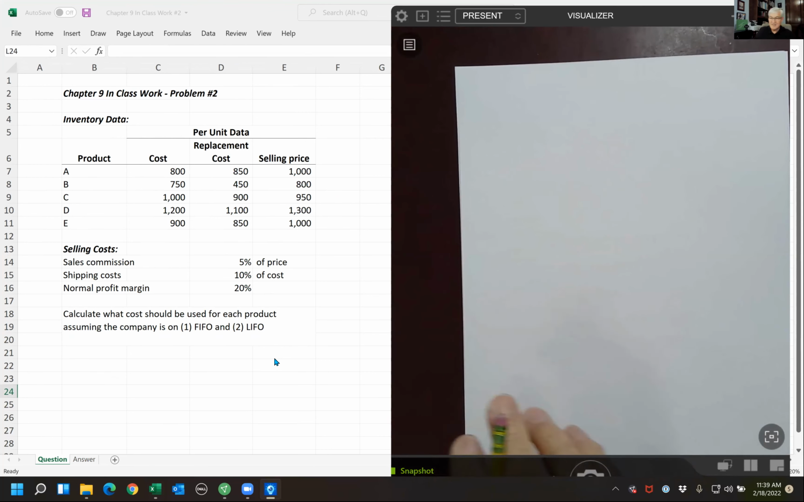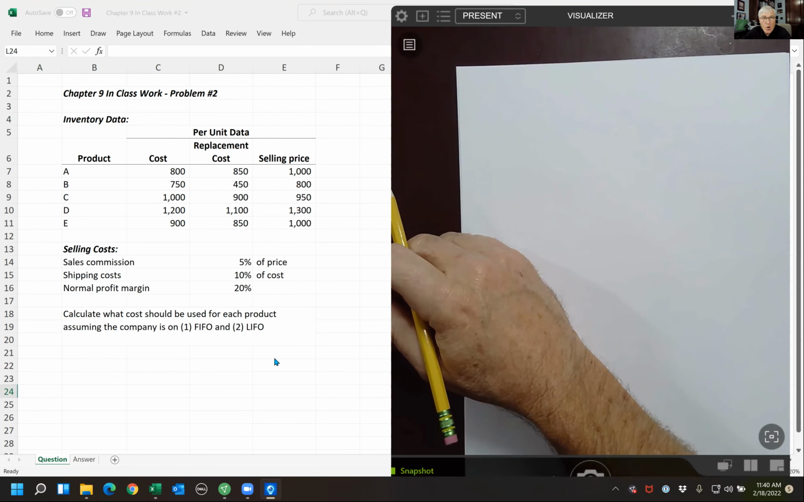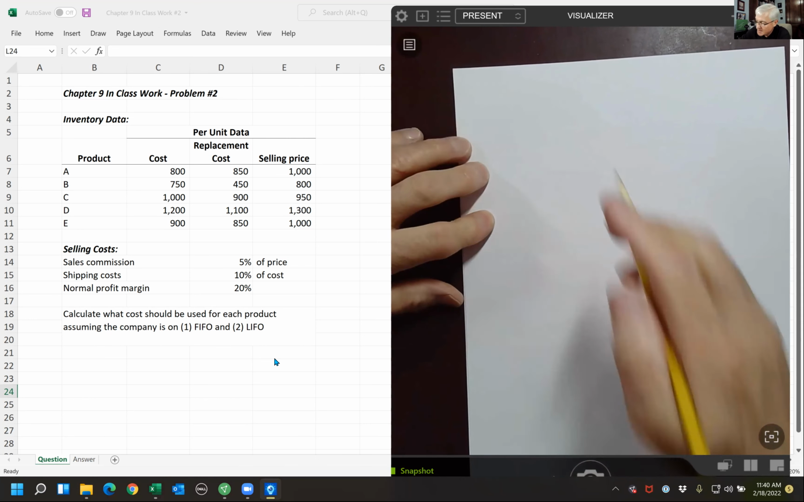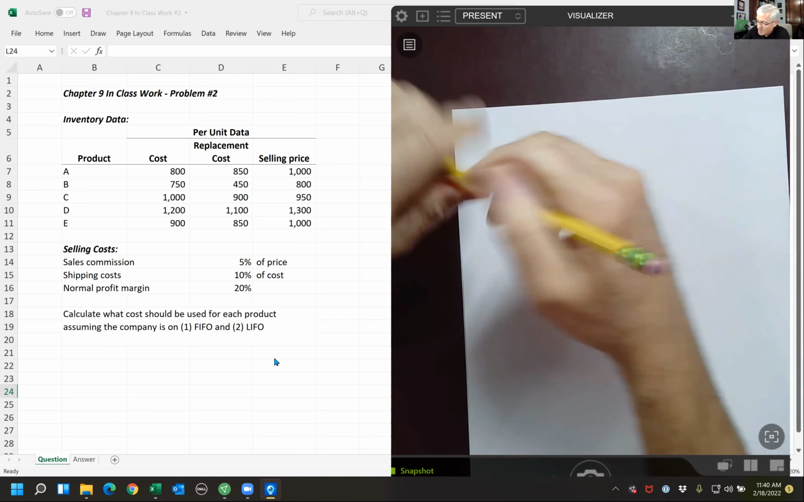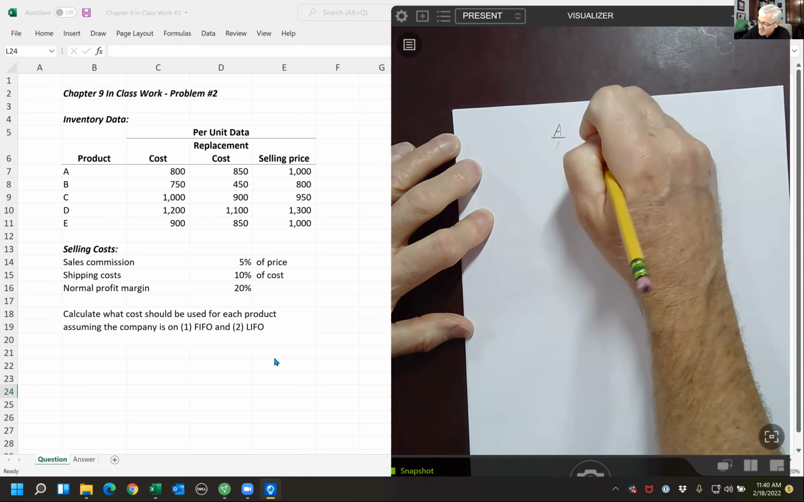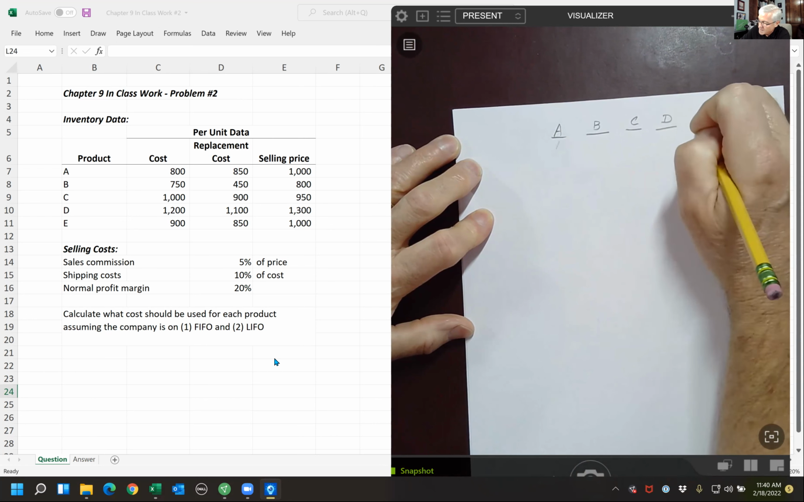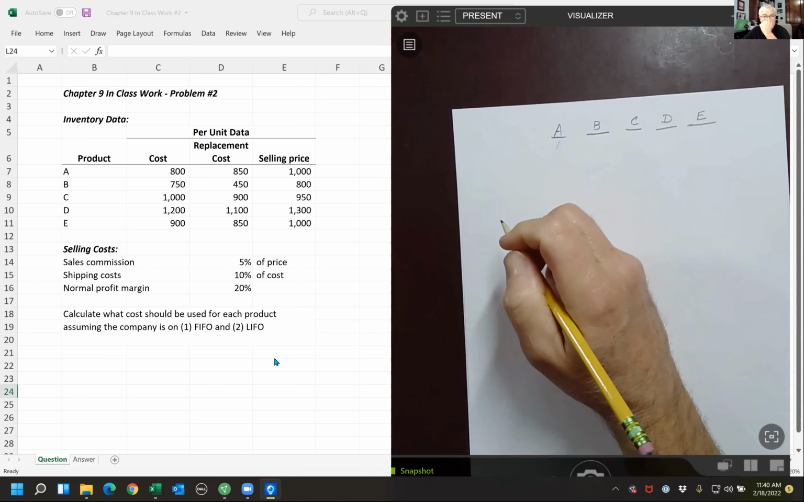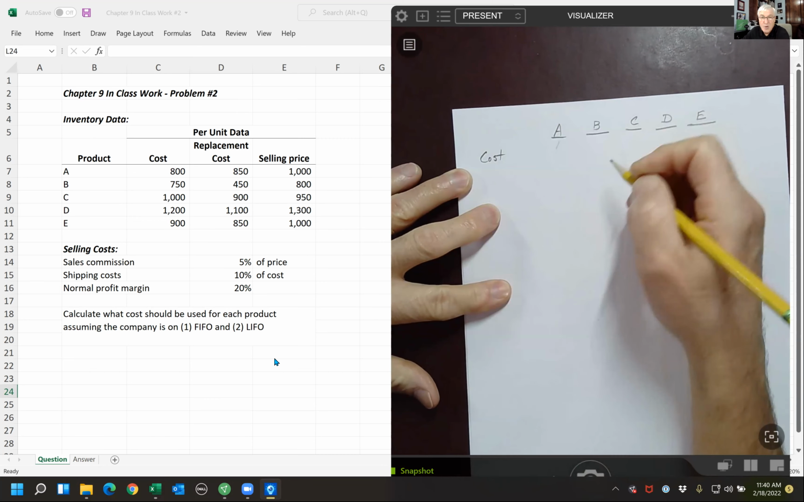All right. Again, same problem. We're trying to go get the lower of cost or net realizable value for FIFO and the lower of cost or market for LIFO. Let's get our products across the top here. We'll go up a little bit. All right. So what's the cost? This is what we're going to be comparing both of these to.